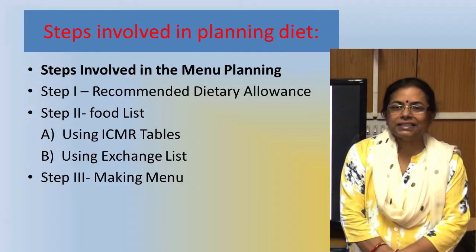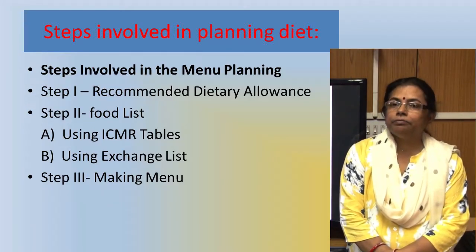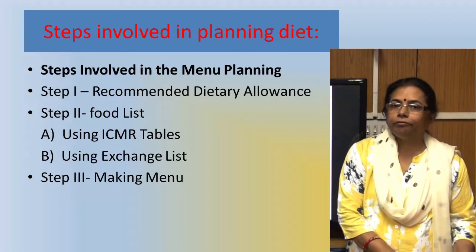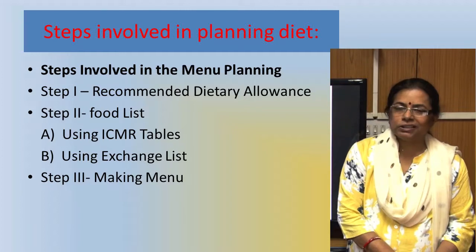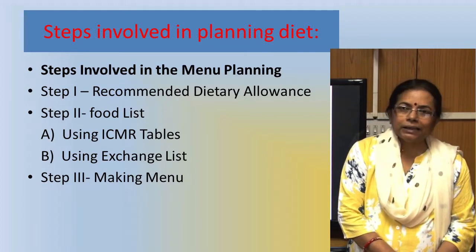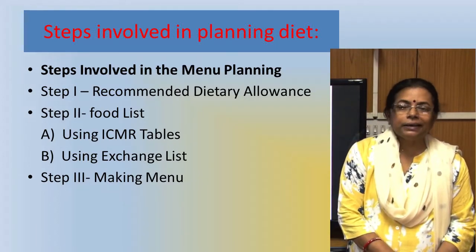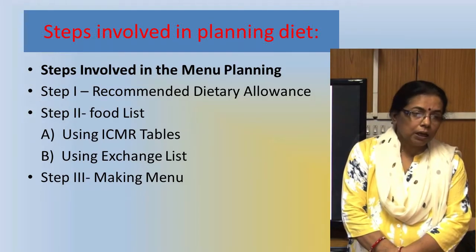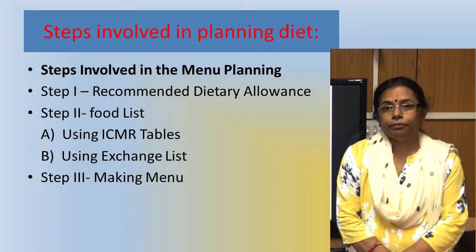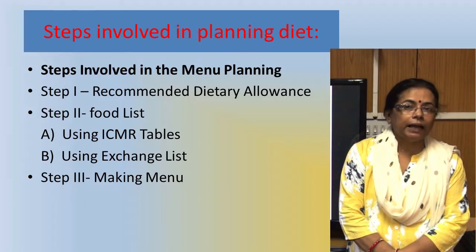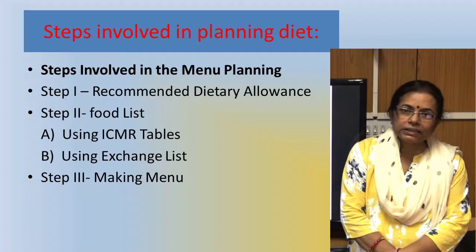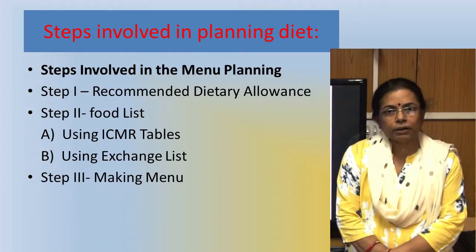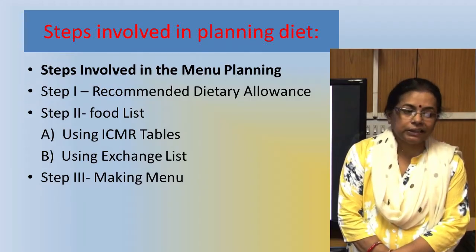And ICMR has suggested RDA for different physiological age groups, that is infants, preschoolers, school children, adolescent boys and girls, adult males and females, pregnant and lactating mothers. Step 2, make a list of foods which are available in the market and which are within the family budget. The food list can be prepared by either using the ICMR table or using the exchange list.